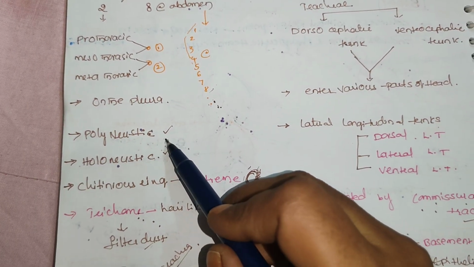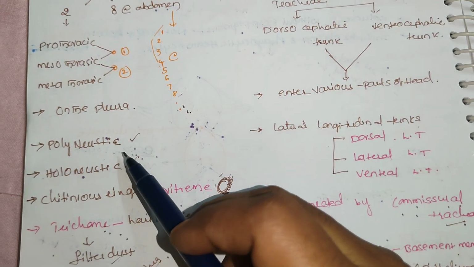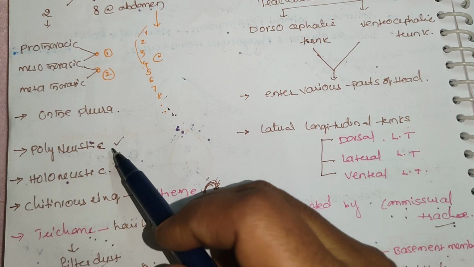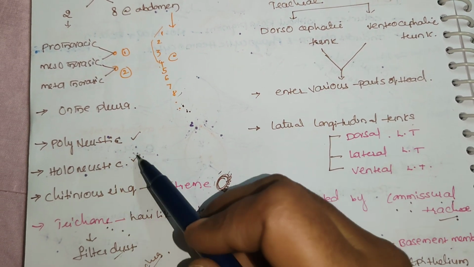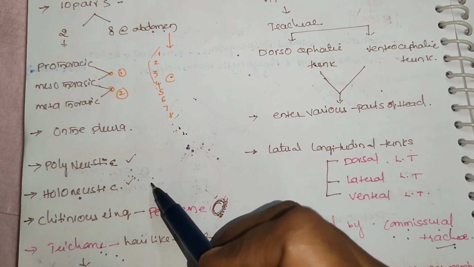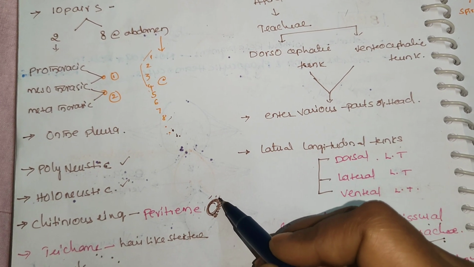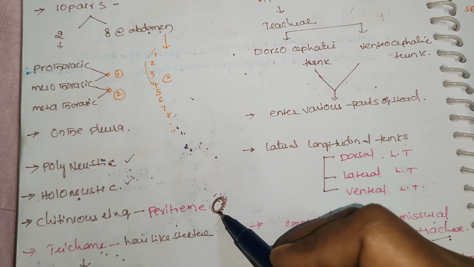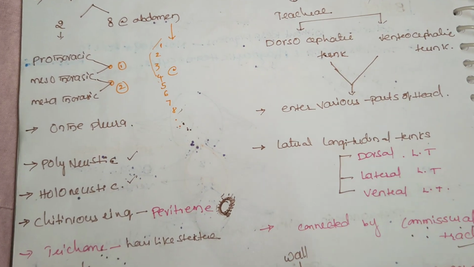Laterally we have a pleura, tergum, sternum, pleura. And these are polyspiracular and holospiracular. Poly means many. Many spiracles are present, that is why it is polyspiracular. Holo means all the spiracles are functional. That is holospiracular. And each individual spiracle has the peritreme. Peri means around, treme means chitinous ring. So that is called peritreme.